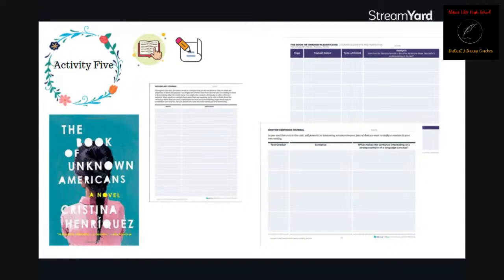They may be the same or different from the quotations they identified on their literary elements and narrative techniques note-taking tool, because in their mentor sentence journal, they will specifically analyze the author's use of language, syntax, and style. Students should be prepared to discuss the vocabulary they identified in the next lesson.